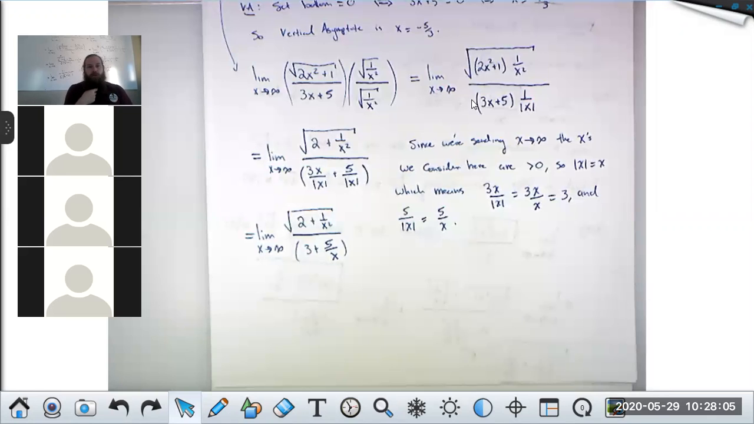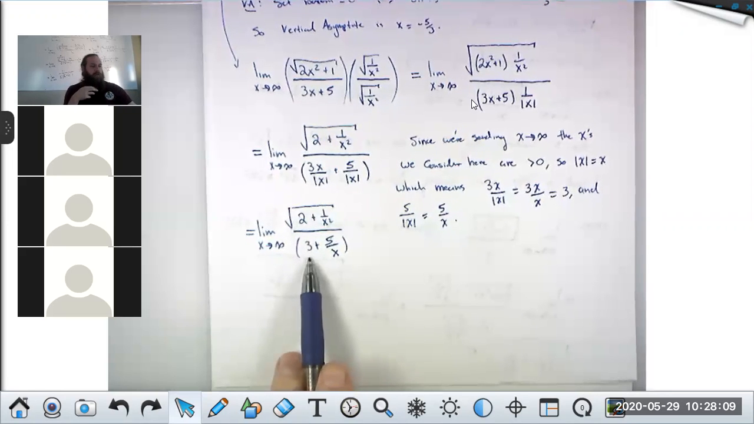Now let's look at that denominator. 3, this is a constant. It's not going to change as x goes to infinity. What about 5 over x? What does that do?